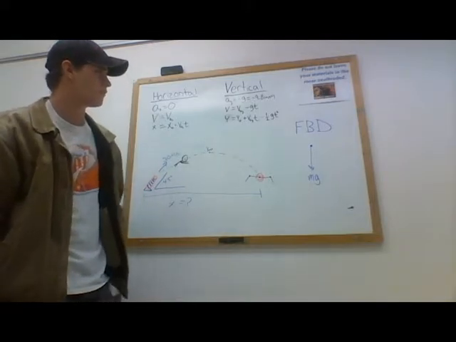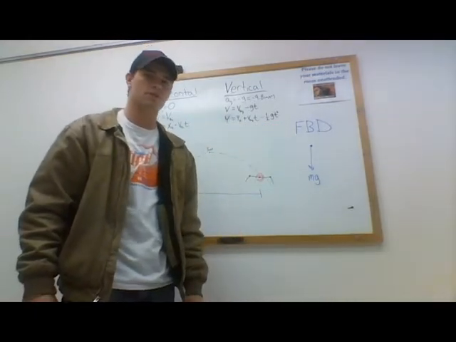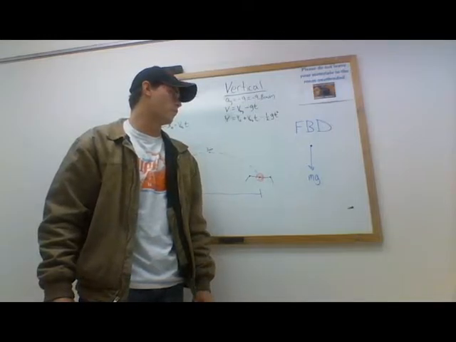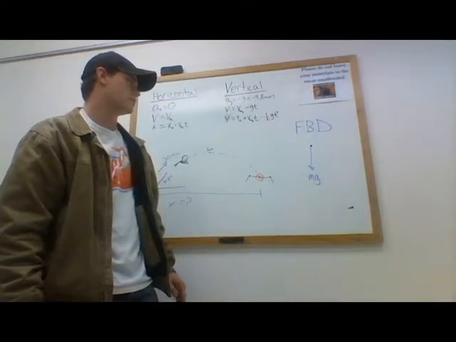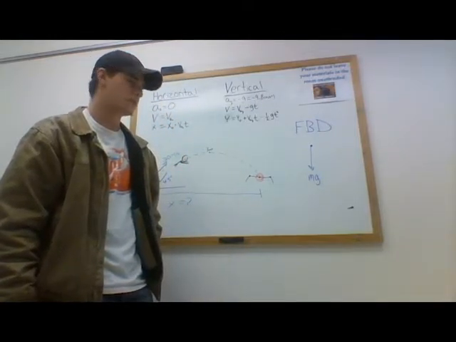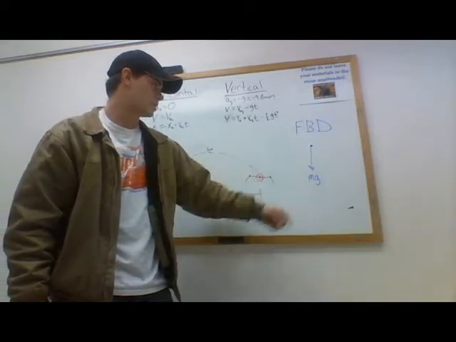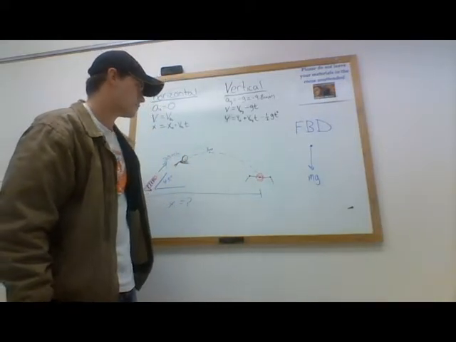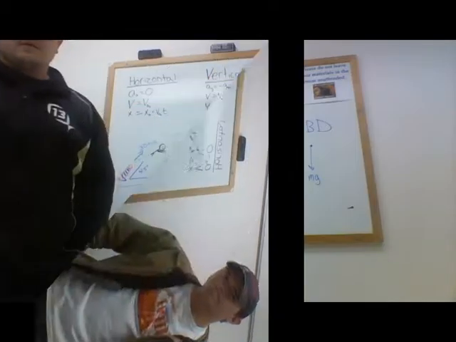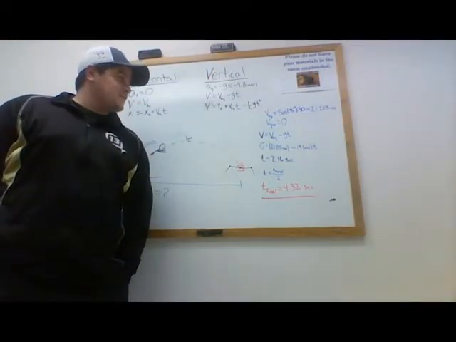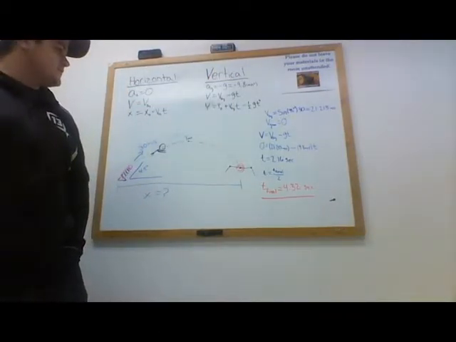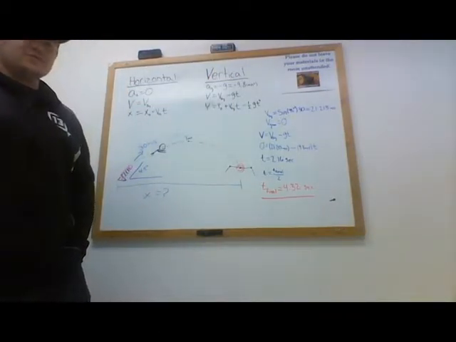First of all, we have our free body diagram over here, and this just shows that the only force acting on the man as he flies through the air is the force of gravity. And that's what shows up right here, mass times gravity. The first thing we need to do to be able to solve this equation is figure out the total time that the man is in the air.